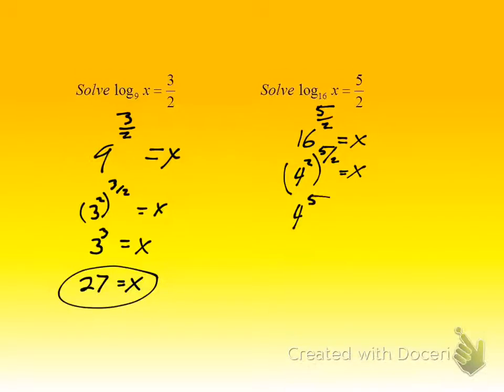Becomes 4 to the 5th, which equals x, which becomes, someone help me, is that 1024? Okay.